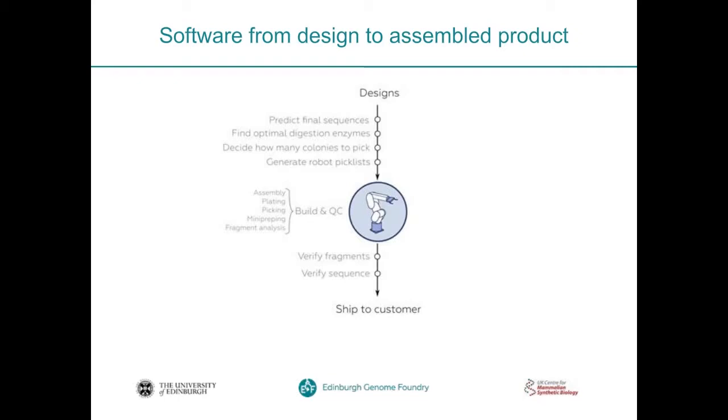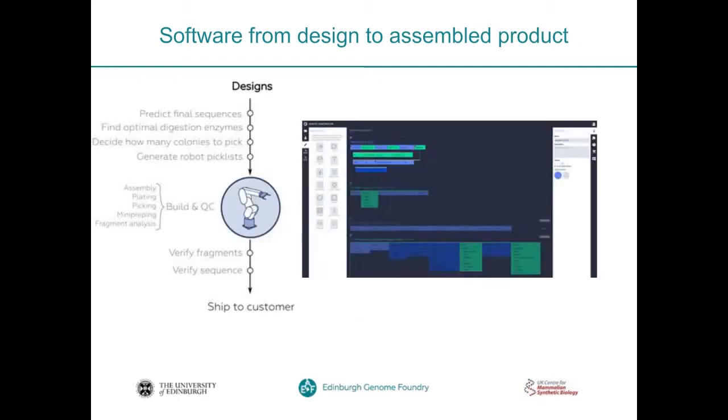So the first step is design and design software, and we have been collaborating with Autodesk on a new online computer-aided design tool called Genetic Constructor. One specificity of this software is that it's connected to the EGF, so you can get parts directly from the EGF parts registry, and when you're happy with your designs, you can order with us directly from this interface.